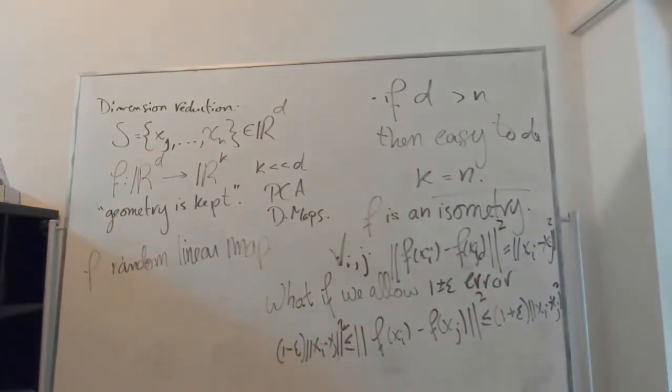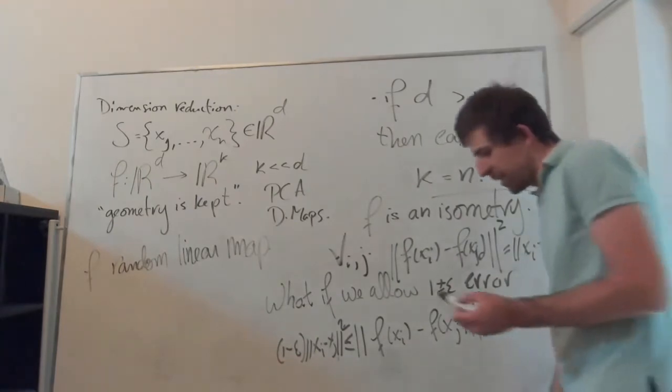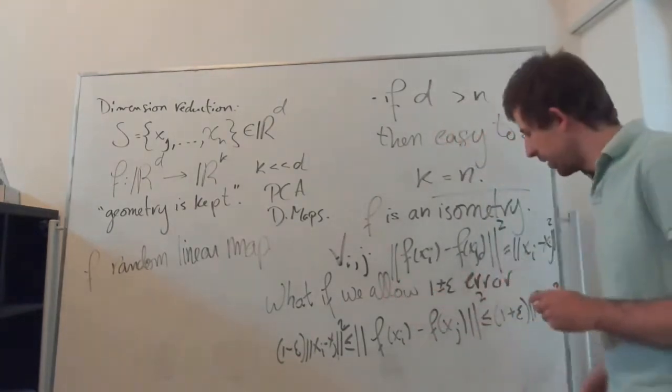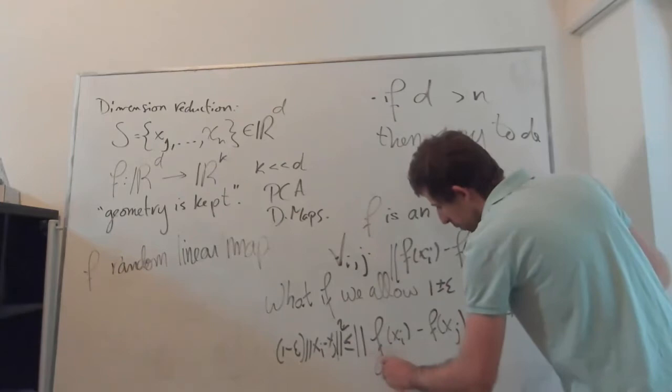So what if I allow for this? Can one get a smaller k? Can k be smaller?